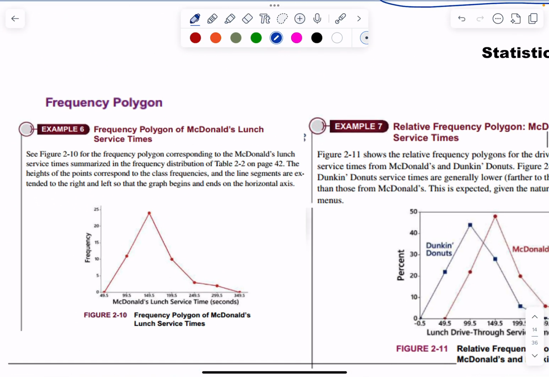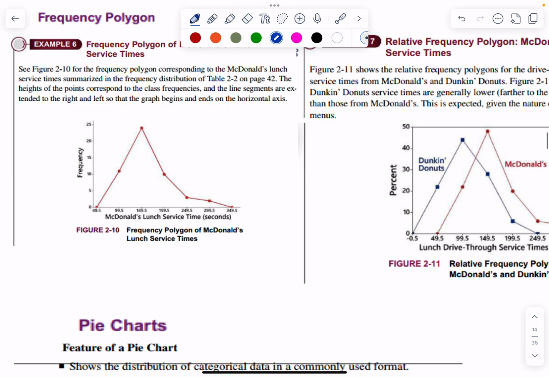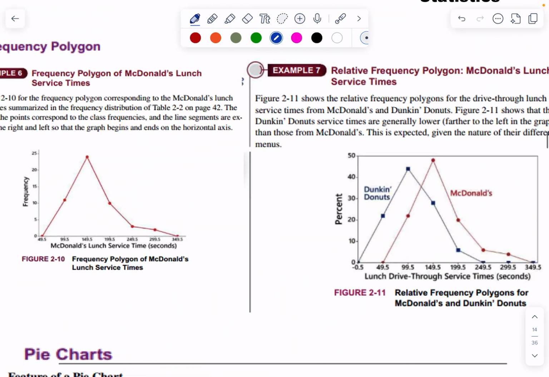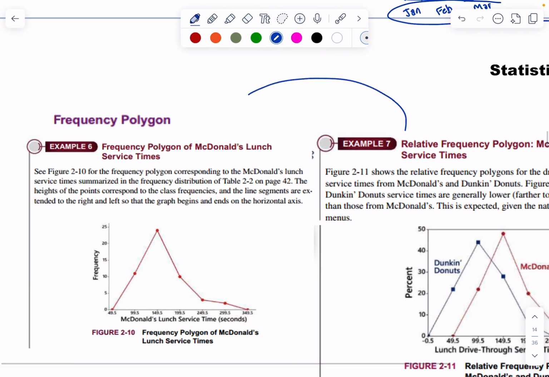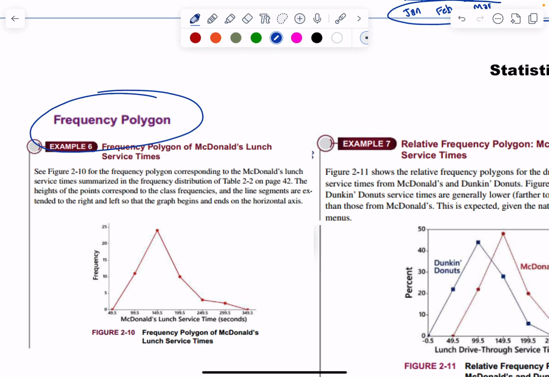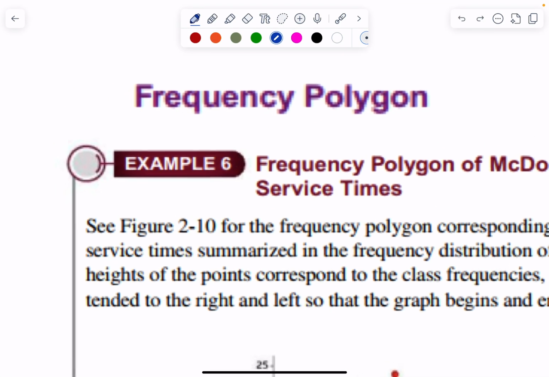All right. Then we've got 2 more on this side. This is another example of that. So there's a couple of examples that go with frequency polygon, and this is probably the one that people screw up the most. So this is chart number 6. This is a frequency polygon.